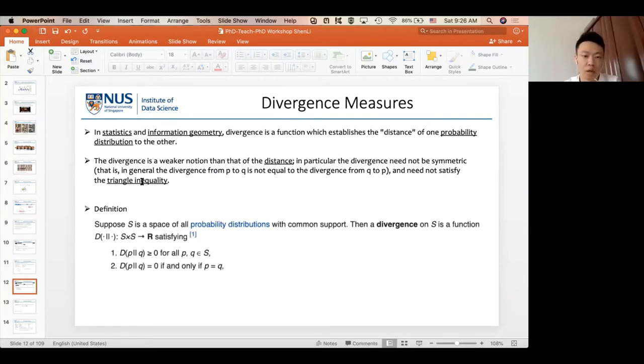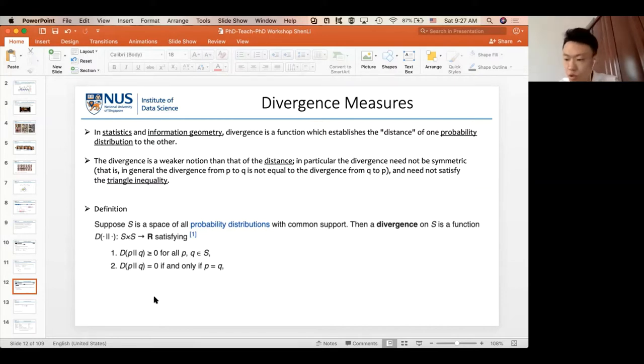But we are now considering divergence. Recall that divergence is a weaker notion than that of distance. In particular, like I mentioned earlier, divergence need not be symmetric, in the sense that the divergence from P to Q is not necessarily equal to the divergence from Q to P. And it doesn't have to satisfy the triangle inequality. So that's the difference between divergence and the distance we just talked about.